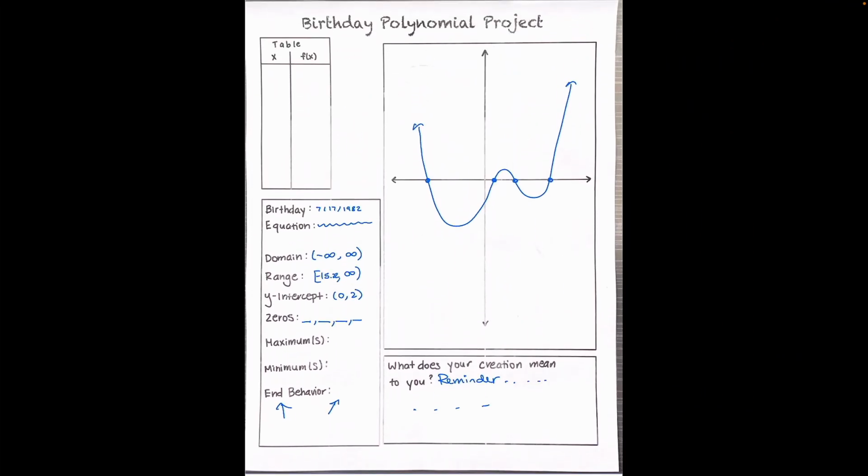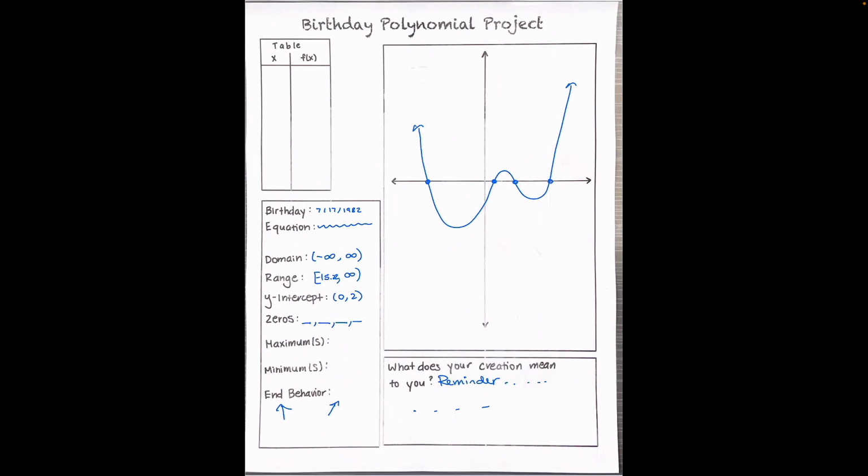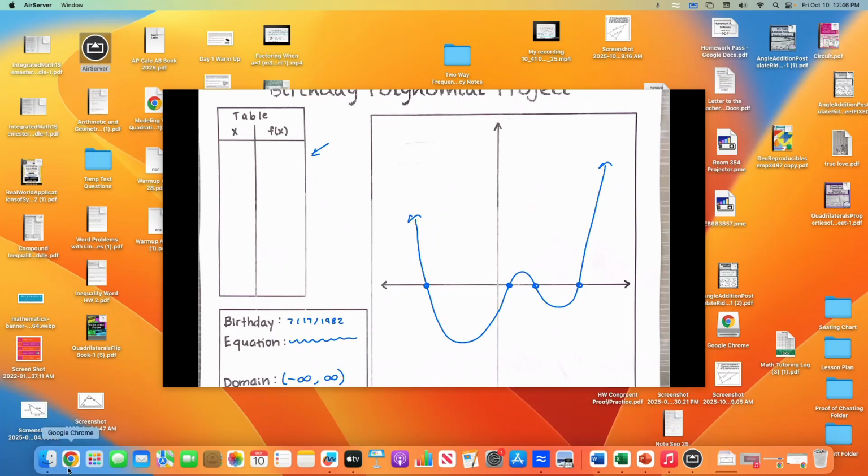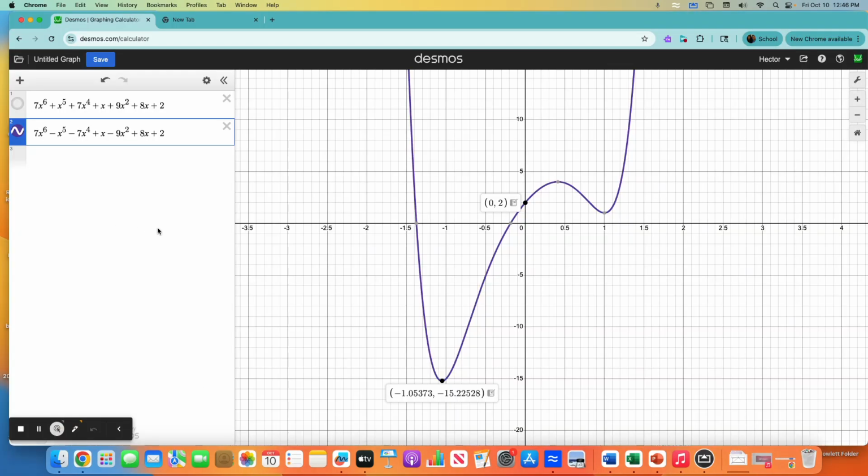And I believe that, oh, I'm sorry, the last thing you need, and I forgot to say, you need 10 different values here for your table. Now, this table right here, it sounds like it's going to be a lot of work. It is not, okay? Let me show you how to get the table from Desmos. Remember, everything is going to be done on Desmos pretty much, except for your final picture.